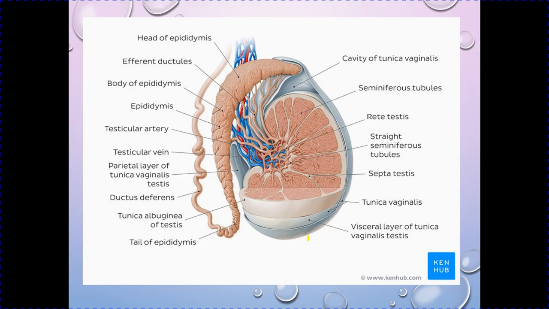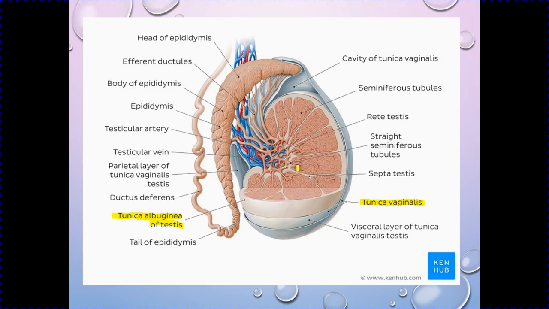When you take the cut section of the testes, the outermost covering is formed by a dense irregular connective tissue called the capsule. The capsule is called the tunica albuginea. This is the tunica albuginea of the testes, the capsule of the testes. The capsule is thickened posteriorly to form the mediastinum testis.